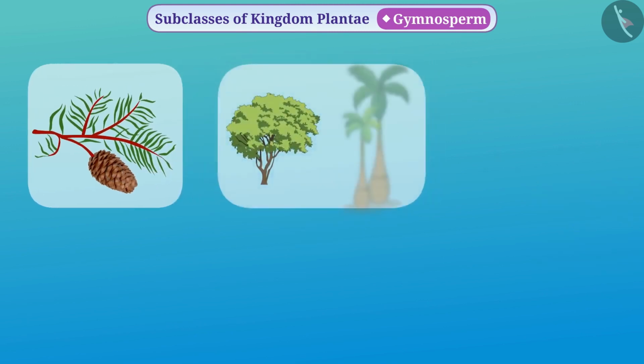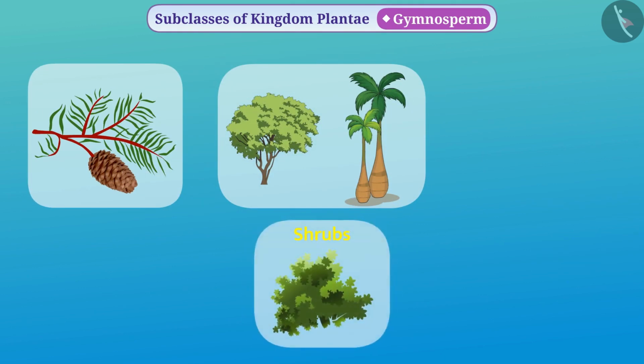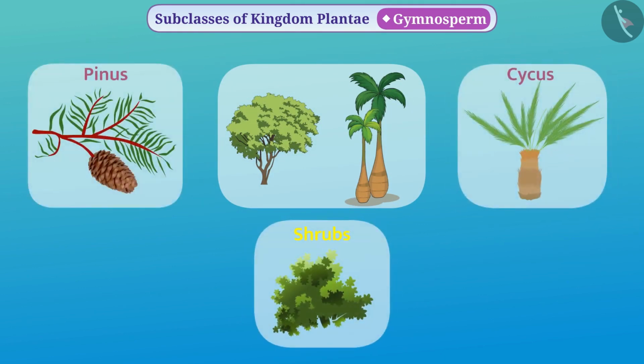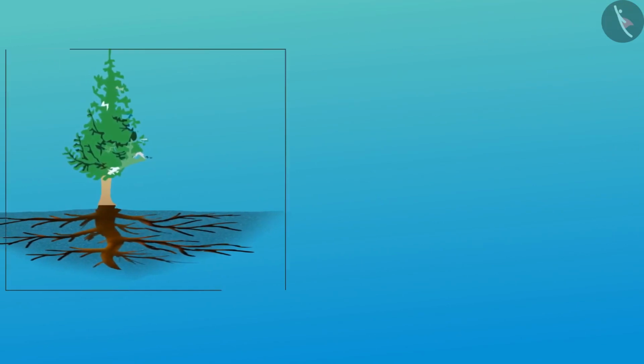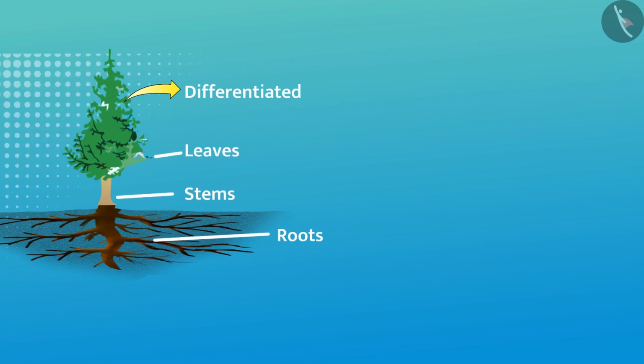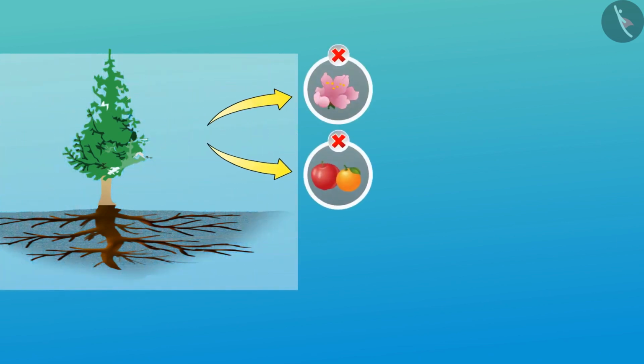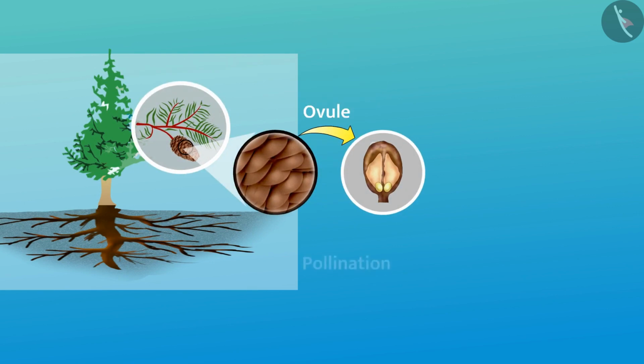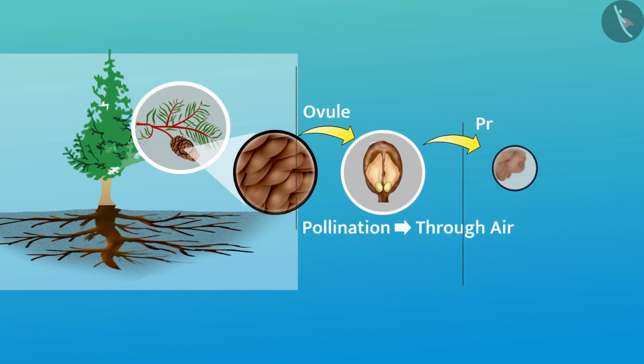They include medium or tall trees and shrubs such as pinus and cycas. These plants are perennial and woody. The body of gymnosperms is fully developed and differentiated in different parts like root, stem, leaves, etc. But they lack flowers and fruits. The lack of flowers and fruits makes them different from angiosperms. Since gymnosperms do not have flowers, ovules are in the open state. Pollination is mainly through air. The seeds produced after fertilization are also in open state.